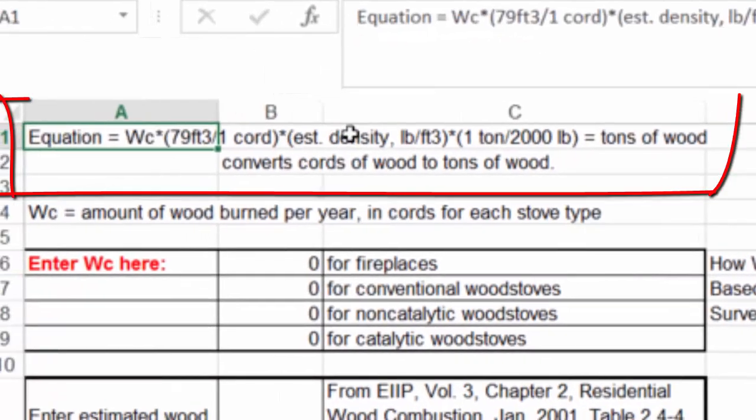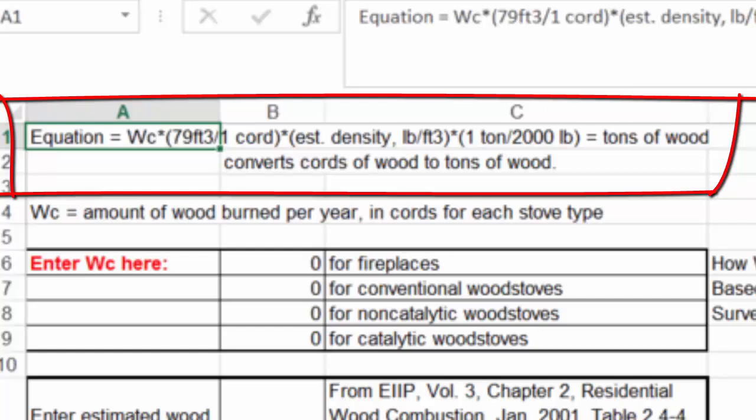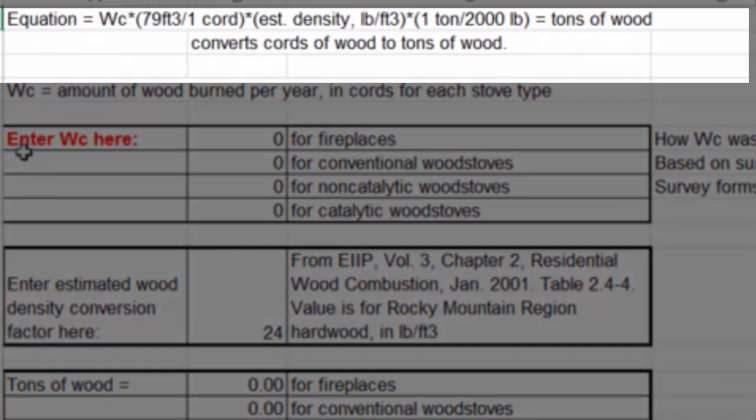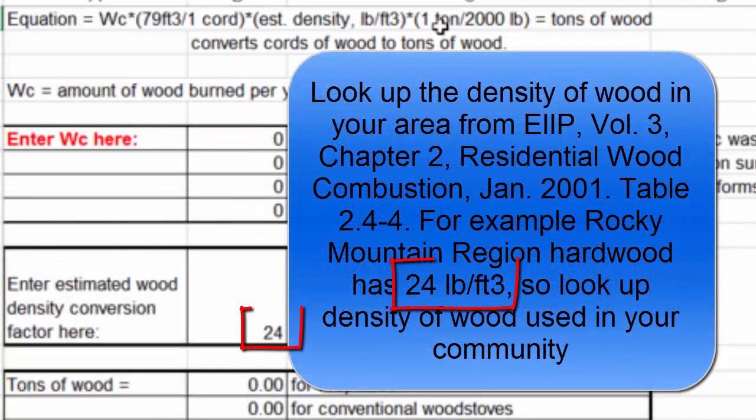So if you write it out in plain English, it makes things a lot easier for someone that's reviewing your spreadsheet. We can see here that the equation is: enter the amount of wood burned per year in cords for each stove type, and then it multiplies it by a density, and it divides it to convert from pounds to tons of wood.